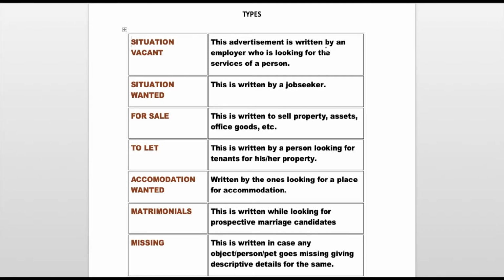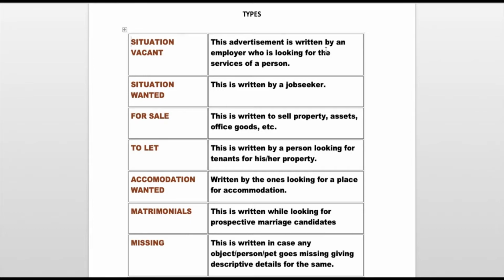For example, if I'm placing a matrimonial ad for my son, first of all, I would state all the features, physical features, all the qualifications of my son, all the necessary details related to my son. And after that, I will also state in detail what type of a bride, what type of a wife I want for my son. This is how matrimonial ads work.